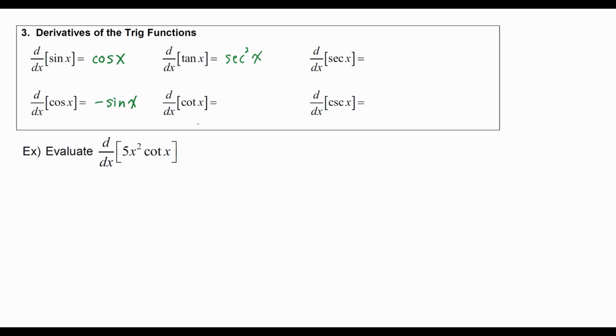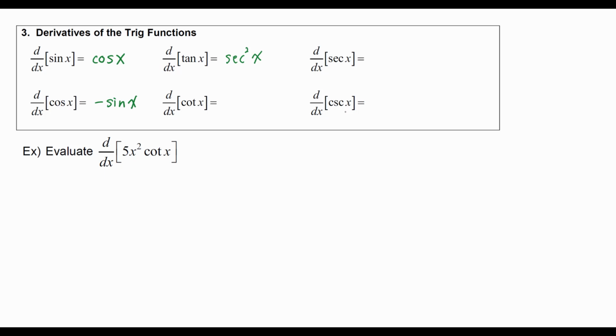So rewrite the cotangent x as what? Cosine x over sine x, and do the quotient rule. And what is the secant x? Secant x is 1 over cosine x. So rewrite as 1 over cosine x, and you can do the quotient rule.